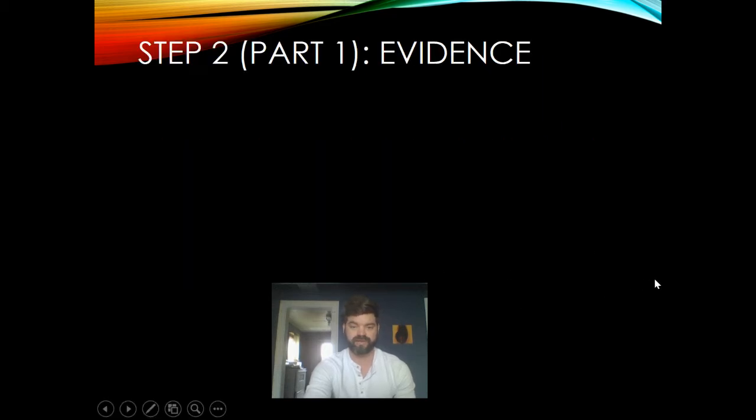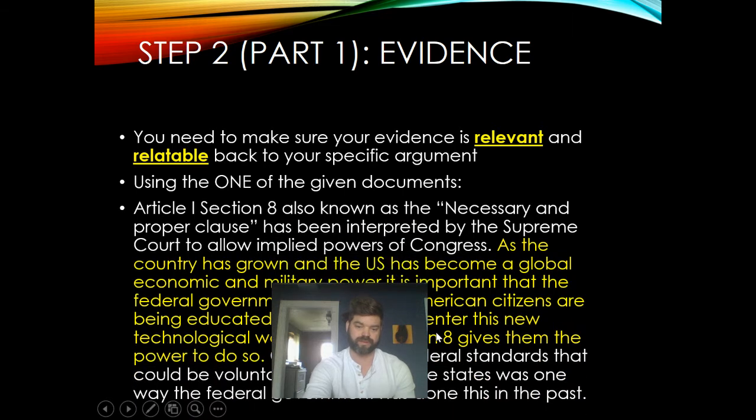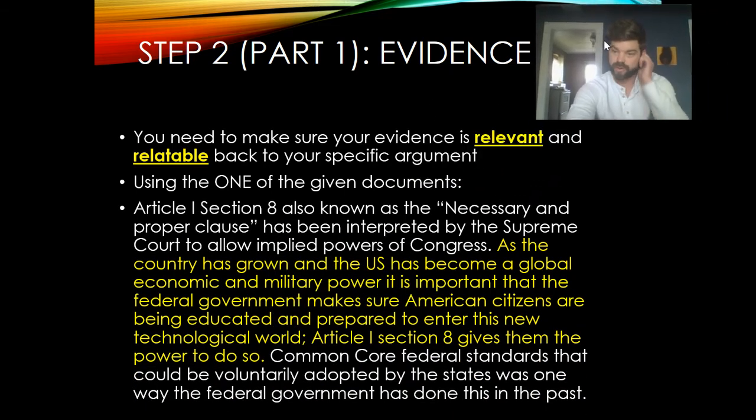Step 2, evidence. This is step 2, part 1, evidence. You need to make sure your evidence is relevant and relatable back to your specific argument. Okay, using one of the given documents. So this is the paragraph I came up with. I'm going to show you. This would be my evidence. One piece of evidence.